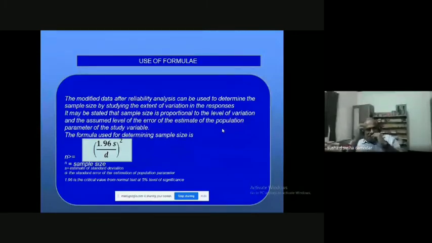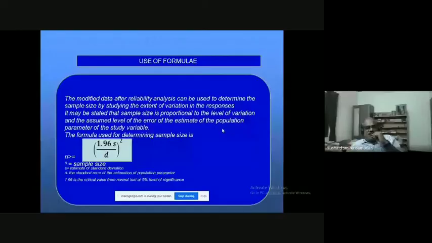See the formula again. N means our optimum sample size. S means standard deviation. Standard deviation calculated from the data collected for the pilot study. D, the standard error of the estimate of the population parameter. And 1.96 is the critical value of Z at a 5% level of significance.